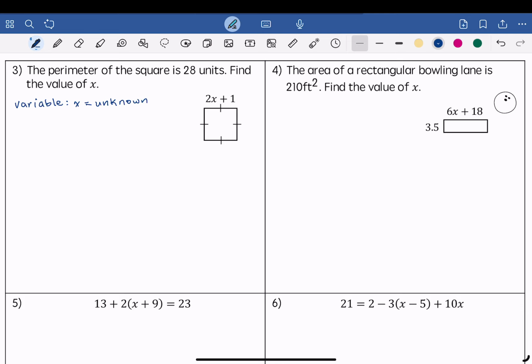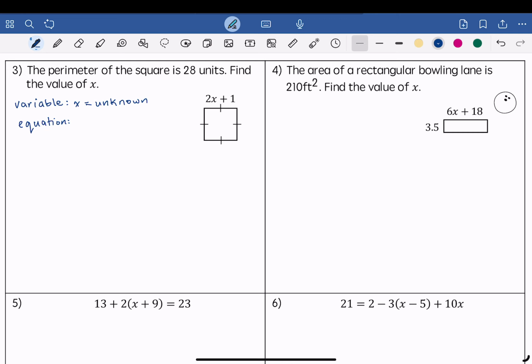The equation is, based on the information given in the question, the complete total perimeter, so the length of all the 4 equal sides, is 28 units. So if we add 2x plus 1 four times, so 2x plus 1 plus 2x plus 1, we do that 4 times, we would find that it all equals 28.